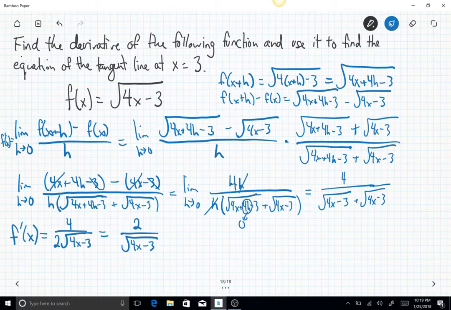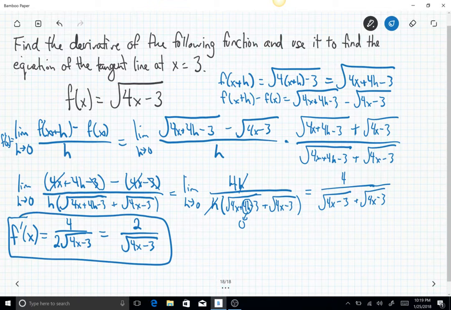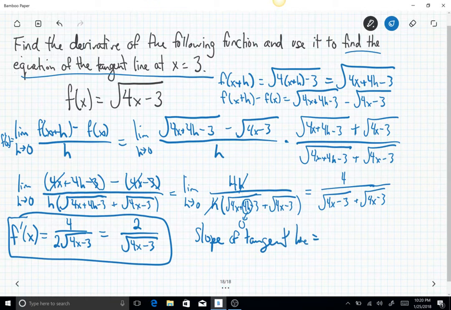Wowzers. So now, taking a look at this, where the heck do we go? Well, it says that's the derivative, so that's one part, right? We want to find the equation of the tangent line at x equals 3. So the slope of the tangent line equals, we can find that by plugging in f prime of 3. So plug 3 into our derivative. So we get 2 over the square root of 4 times 3 minus 3. So that's 2 divided by the square root of 9, which is equal to 3. So our slope of our tangent line is 2/3.